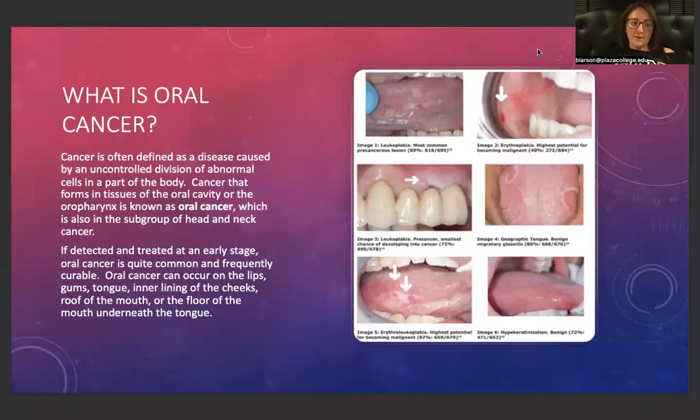What is oral cancer? Cancer is often defined as a disease caused by an uncontrolled division of abnormal cells in part of the body. Cancer that forms in tissues of the oral cavity or the oral pharynx is also known as oral cancer, which can also be the subgroup of head and neck cancers. If it's detected at an early stage and treated, oral cancer is quite common and frequently curable. Oral cancer can occur on the lips, gums, tongue, inner lining of the cheeks, roof of the mouth, or the floor underneath the tongue.